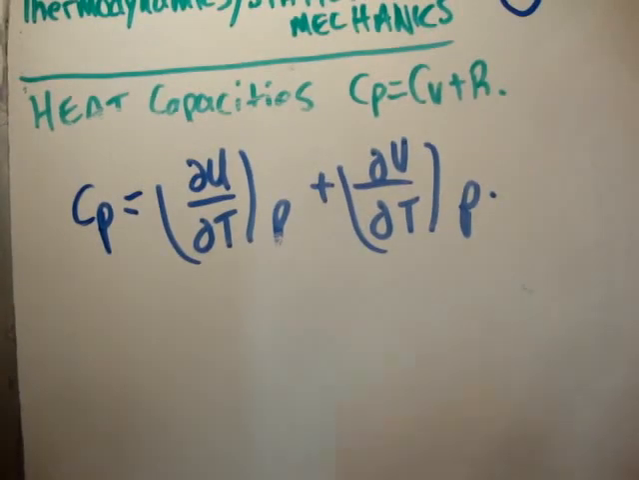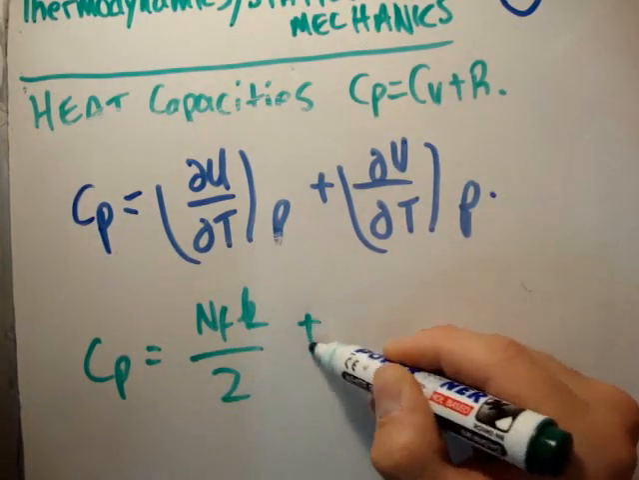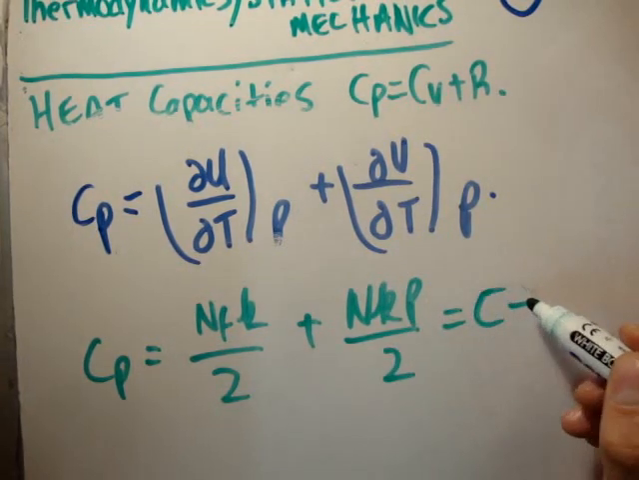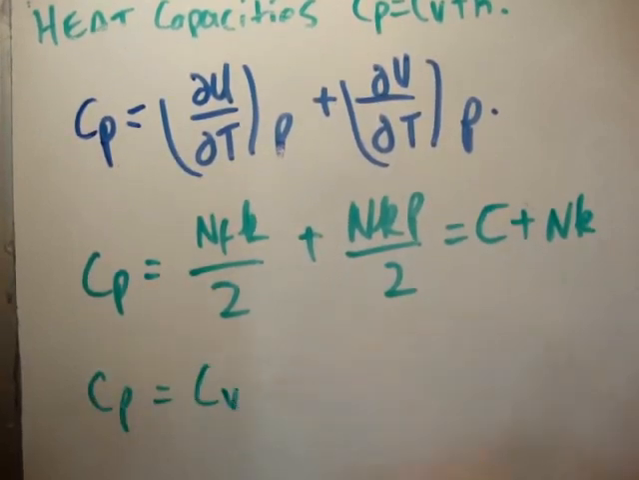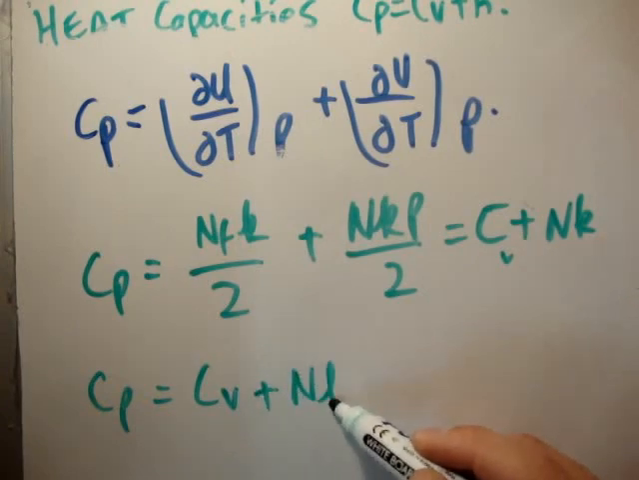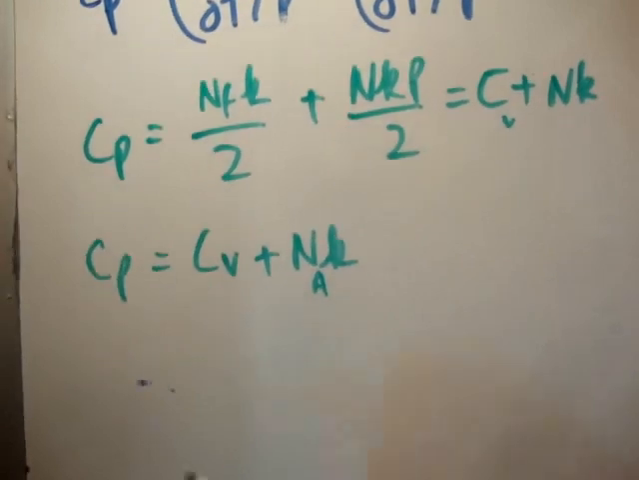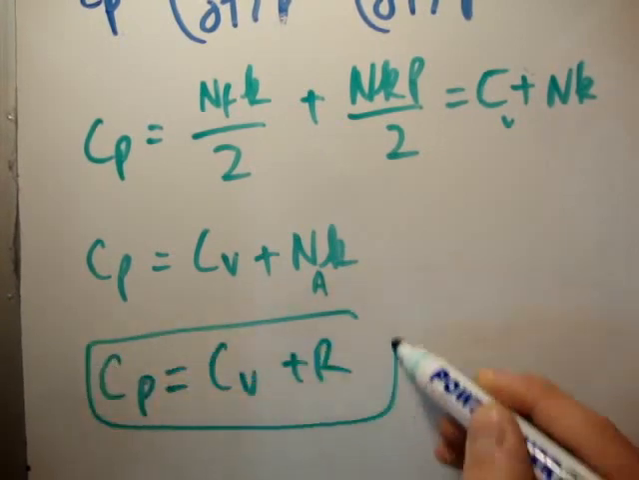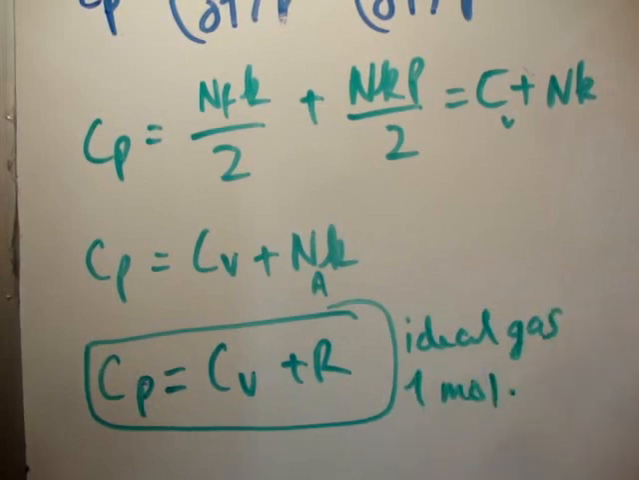So if you plug both of these in here, we're going to get now that CP is equal to NF times K over 2 plus NK times P over P, which is equal to CV plus NK. Or the heat capacity at constant pressure is equal to heat capacity at constant volume plus N times K. And if you're talking about a single mole, CP is equal to CV plus R. And this is for one mole of an ideal gas. And I know I picked it up there, but I'm actually running out of time.